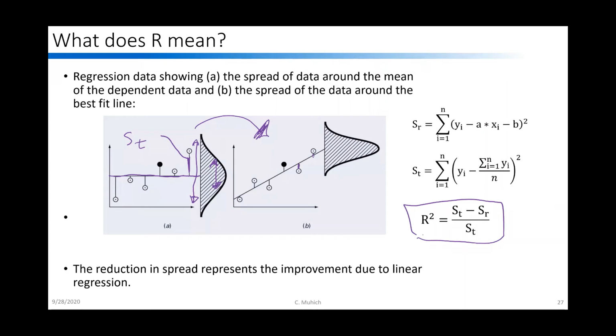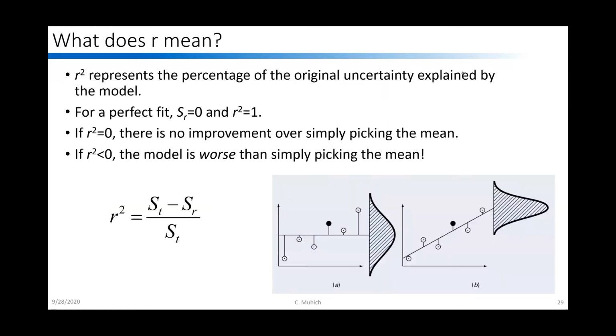You'll see this a lot when you look at data in papers or in textbooks, where they'll fit a line and show y equals mx plus b, and then they'll show an r squared value. So this is exactly what that r squared is. So what does this r squared mean? Well, r squared, once again, is the percentage of the original uncertainty that's explained by the model.